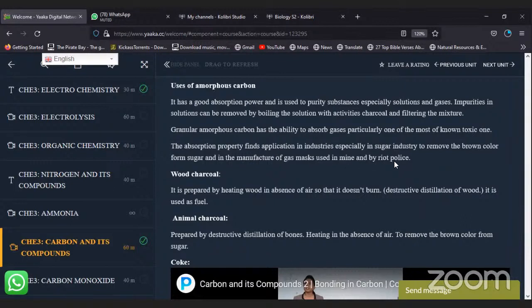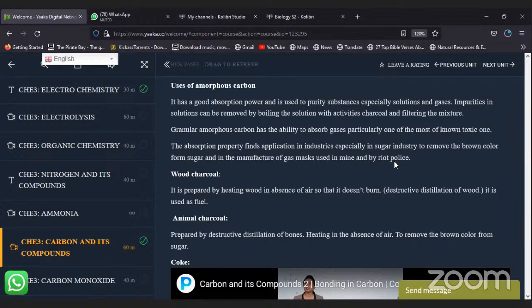So especially for animal charcoal, okay? Animal charcoal is the best at really removing the brown color from sugar. Okay, so if they ever ask you what type of amorphous carbon is used in the manufacture of sugar, just know it is animal charcoal. I have seen an objective like that in one of the UNEB papers.